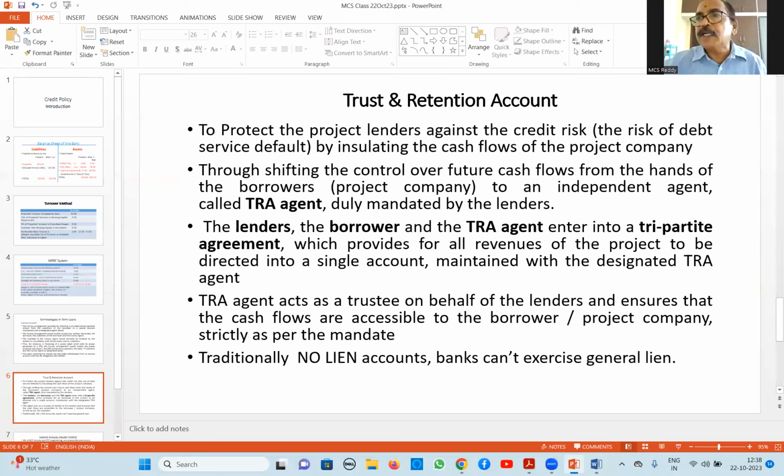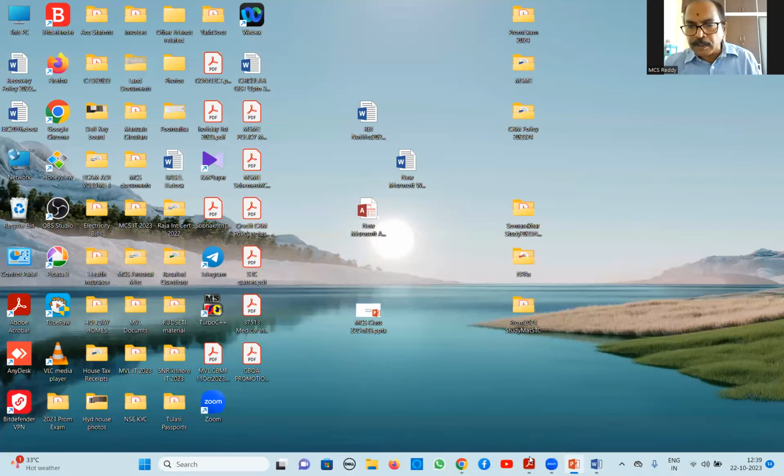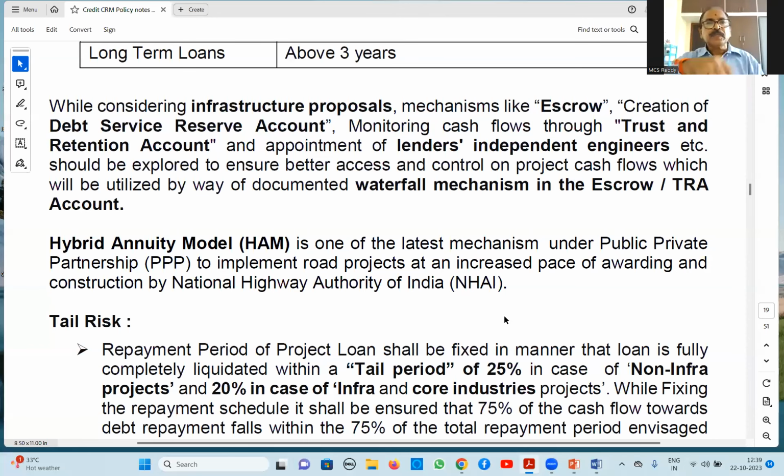So this is called the TRA mechanism. So now we go to term loans. Sorry, term loans of infrastructure projects, where the escrow mechanism we have already discussed.